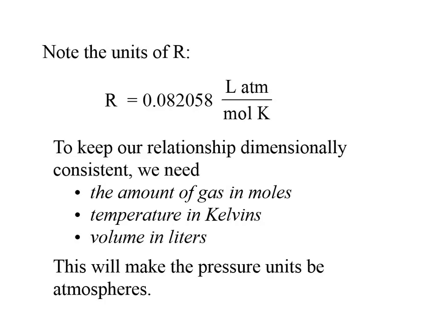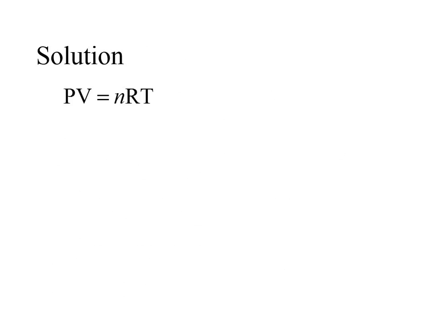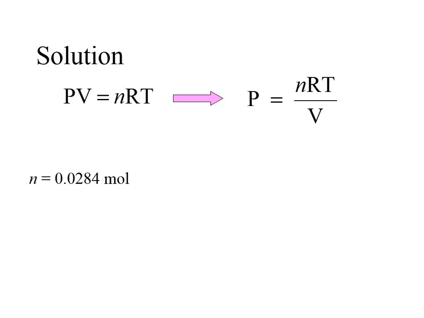All right. So here we go. PV is equal to nRT. Almost sounds like a rap song. Okay, rearranging it for P because that's what we're trying to find. Kind of showed you we can divide both sides by V and get P is equal to nRT over V. So n is equal to that 0.0284 moles. That's from the problem. R is 0.082058 liters atmospheres per mole Kelvin.